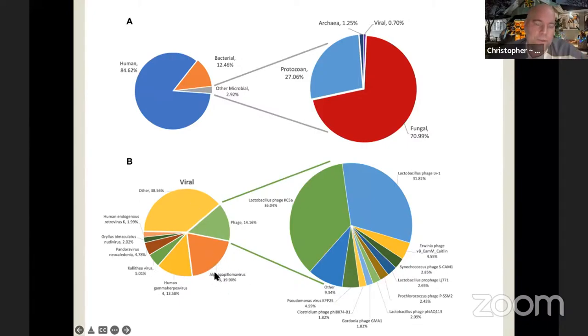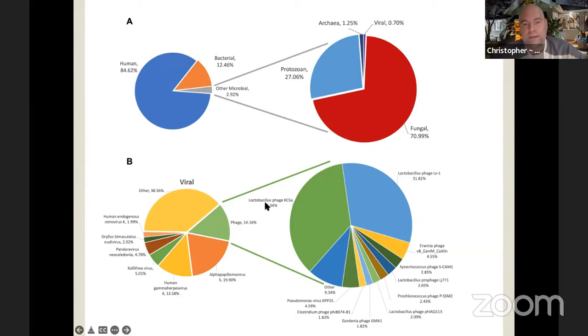We found alpha papillomavirus, human gamma herpes virus. Those are the things that showed up on those heat maps I showed you. We found some other viral sequences as well. And then one of the things that we're really interested in is bacteriophage. So a subset of the viral sequences was bacteriophage.